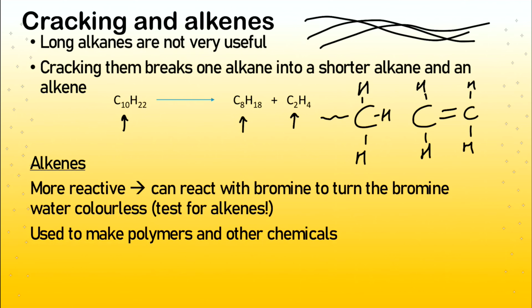But we can test for them. It's something we do need to know. We can test for alkenes by using bromine water. And when they react with bromine water, which is a brownie colour, it will turn colourless. And that will basically show the positive result of an alkene being present. And these alkenes are also used to make polymers and other chemicals because they're so reactive. Wonderfully simple. Cracking is a process. Generally, we need to have a high temperature to provide lots of energy, and a catalyst to make it faster.